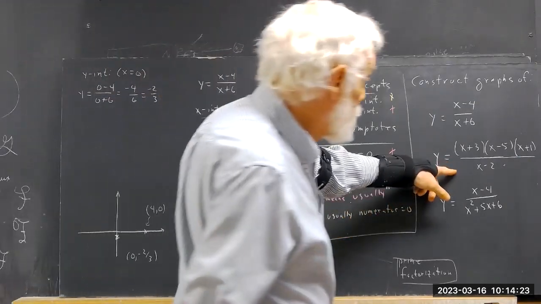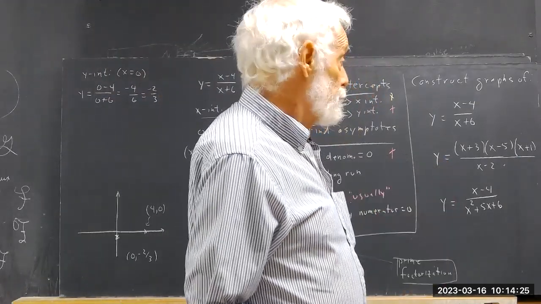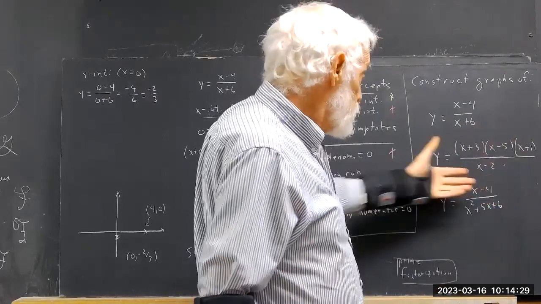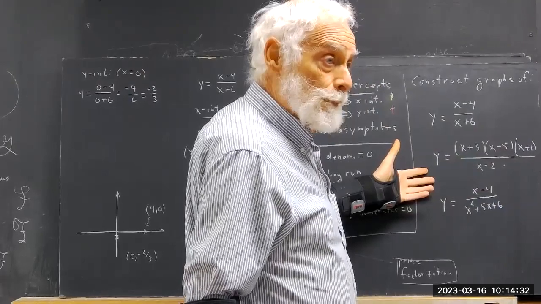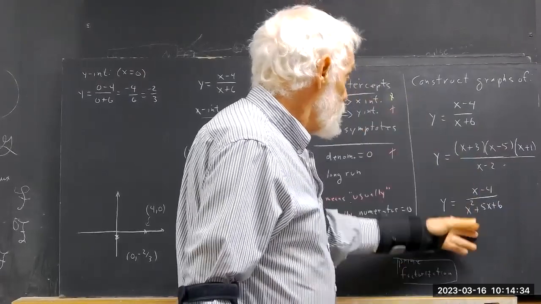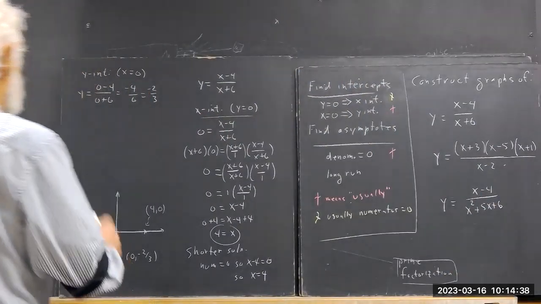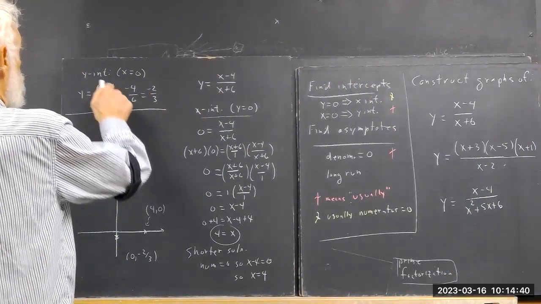Now, when we go to this problem, we're going to have 3 x-intercepts. But if x is 0, it's easy to calculate y. And we're going to have the y-intercept here. Same thing down here. So it takes care of the y-intercept.